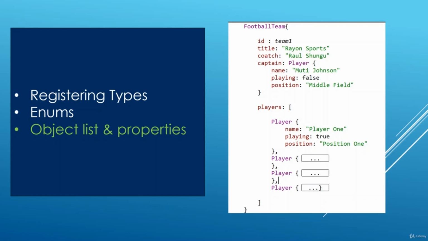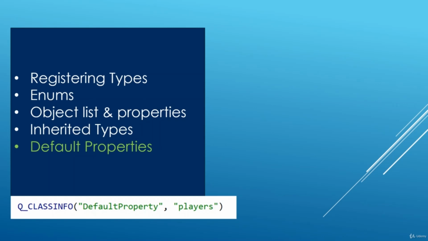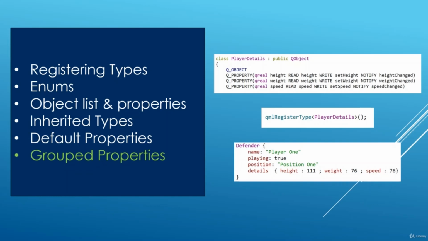Next, we looked at how you can enable your classes to take advantage of objects and list properties. And we were able to model a football team class that we can use in QML by putting in the players like this. This can quickly boost the usability of your QML types. We saw how to work with inherited types, and we created the striker and defender classes and made the player class a parent class that is abstracted away. You saw how easy it is to work with default properties in your classes. You learned how you can expose your data as grouped properties.